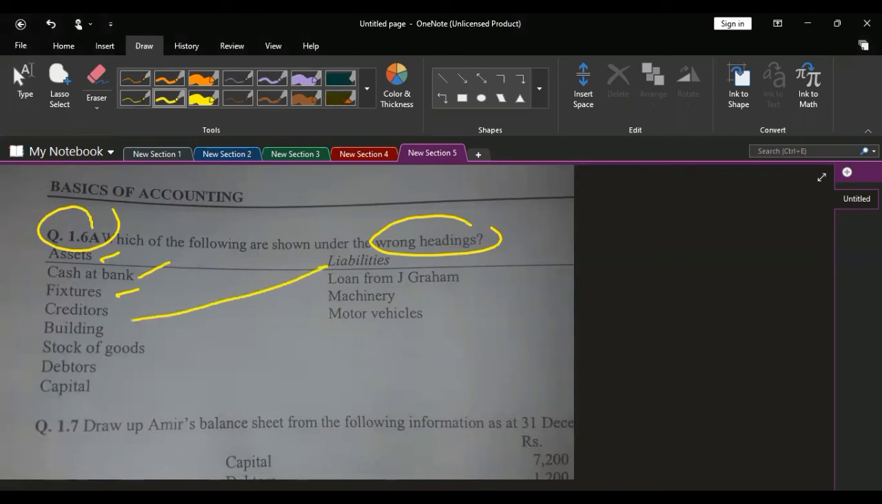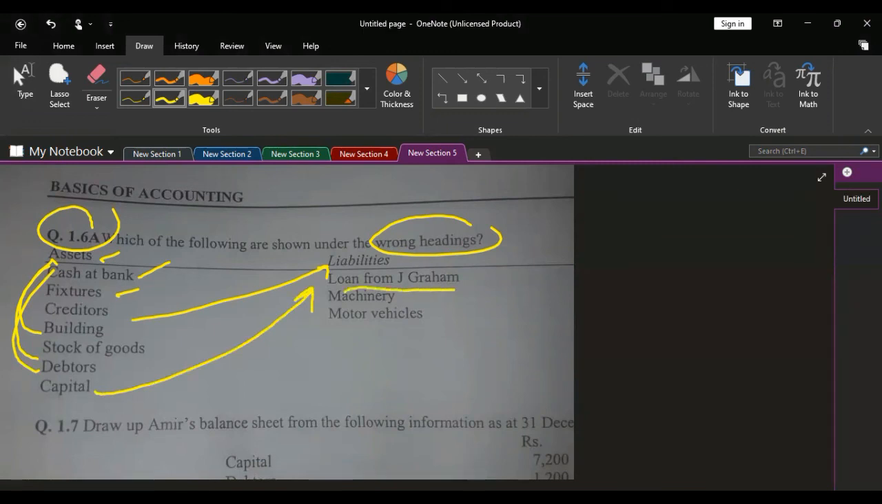Creditors are business liabilities, so they need to move to the liability category. Buildings are our assets and placed in the asset category. That is okay. Stock is also an asset. Debtors are also assets. Capital is a liability of a business because it is the money that is going to be paid to the owner at the time of winding up of the business or when he claims it. So it will be moved into the liability category.